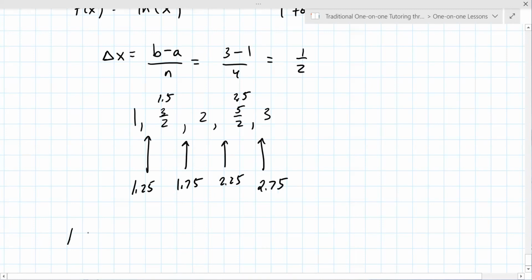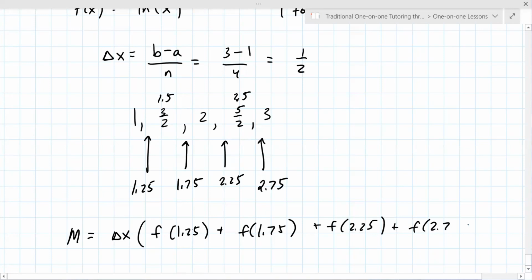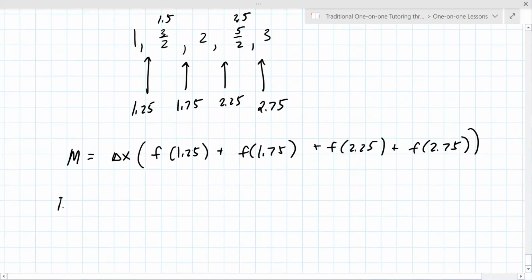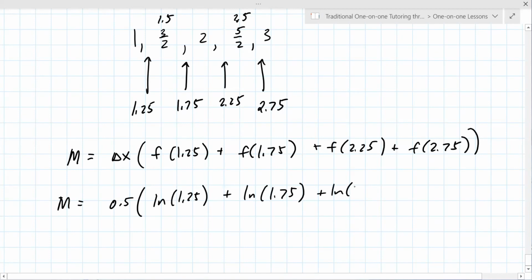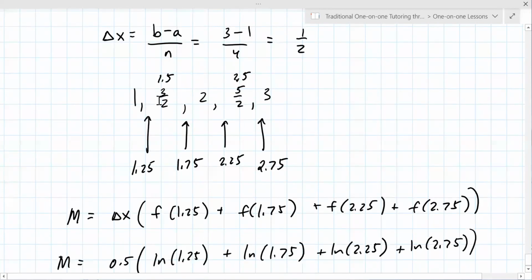The midpoint rule says you take your delta x and multiply it by f of 1.25 plus f of 1.75 plus f of 2.25 plus f of 2.75. In terms of your numbers, it's 0.5, and your function is natural log. So it's natural log of 1.25 plus natural log of 1.75, natural log of 2.25, and so on. You just take the literal midpoints, the averages, and plug them in. Yeah, but you got to get these points here.